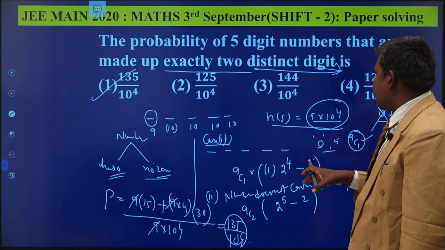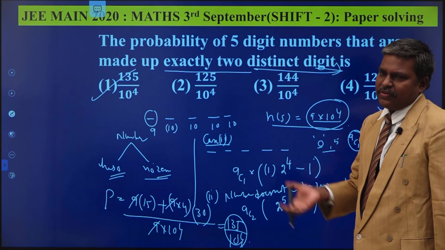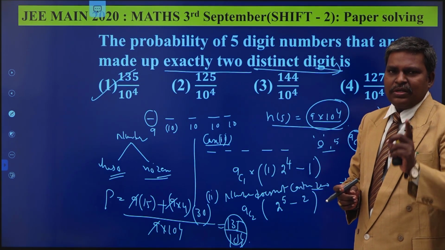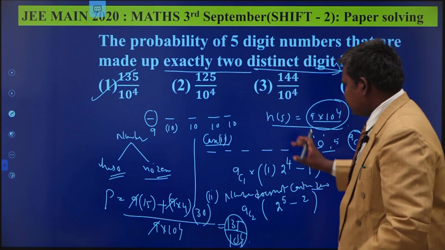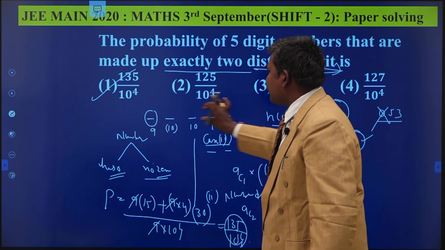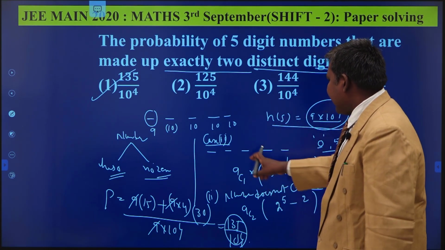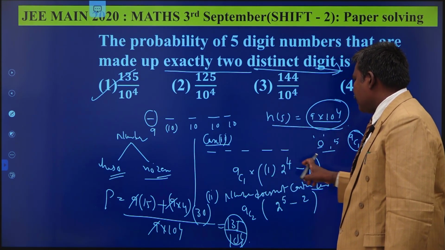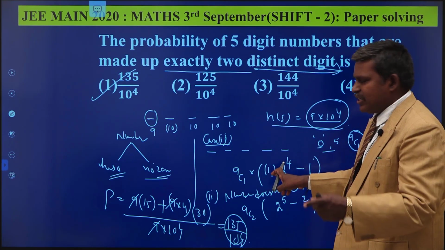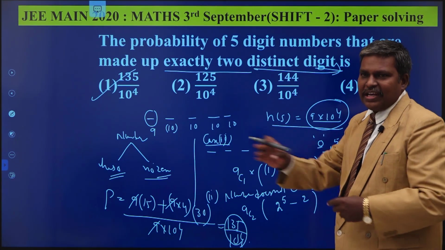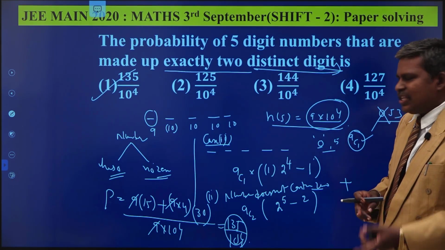If it contains 0, you have to select one digit from 1 to 9, that is 9C1 ways. We have two digits now, that is 0 and one digit is non-zero. We have to form 5-digit numbers with 0 and the non-zero number in how many ways? 9C1 into 1 into 2 power 4 minus 1. What is this one? The first place can be filled with a non-zero digit, that is only one way. So the remaining 4 digits can be filled in 2 power 4 ways, either 0 or non-zero number.